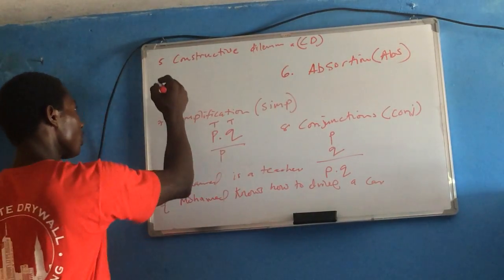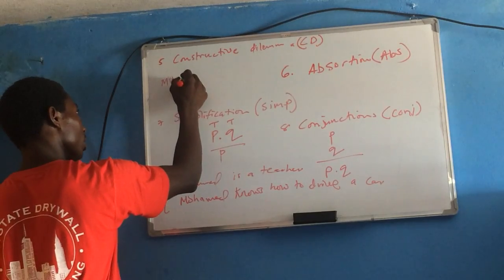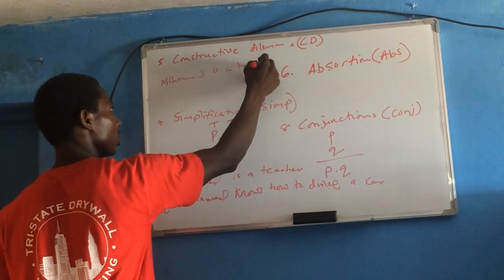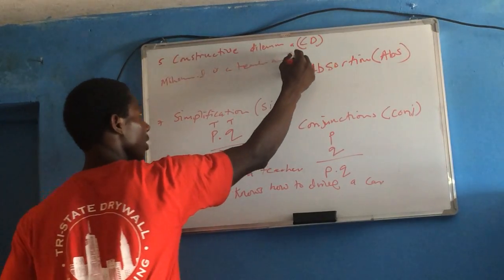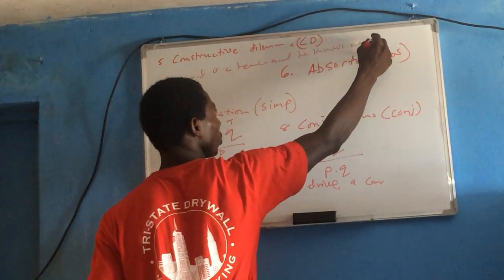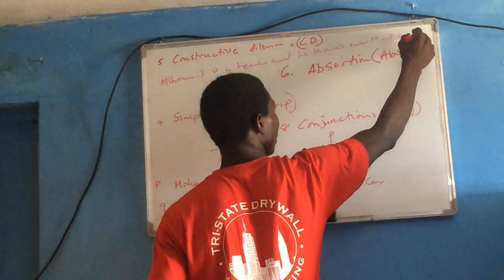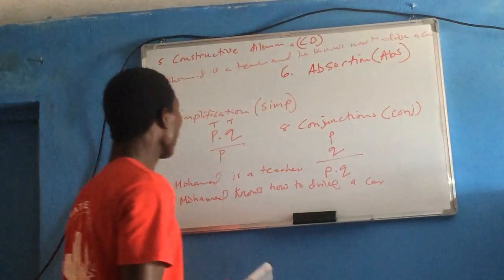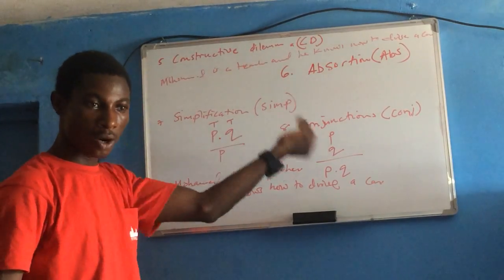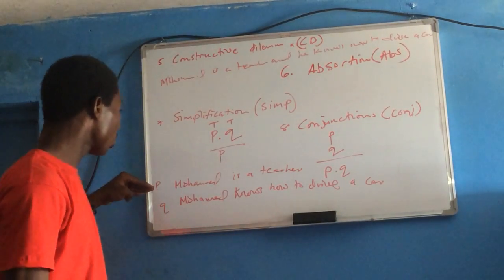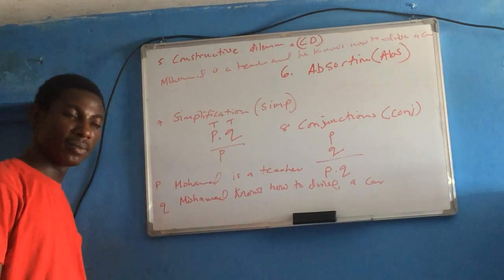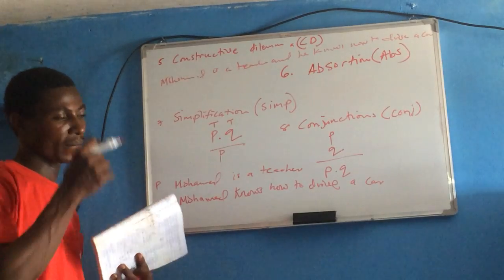You can also say Mohammed is a teacher and he also knows how to drive a car. So both statements 1 and 2 are true. There's a possibility. You may know how to ride a bicycle but not drive a motor, or you know how to drive a motor but not ride a bicycle. So it is possible.